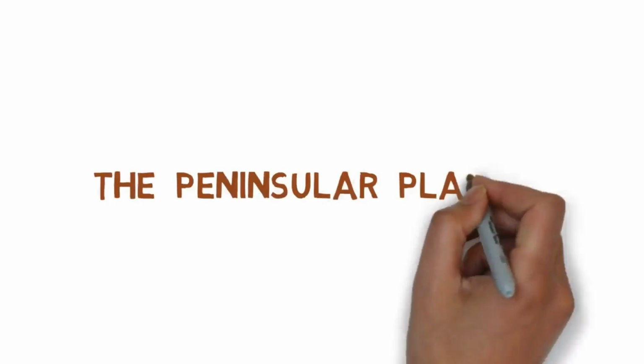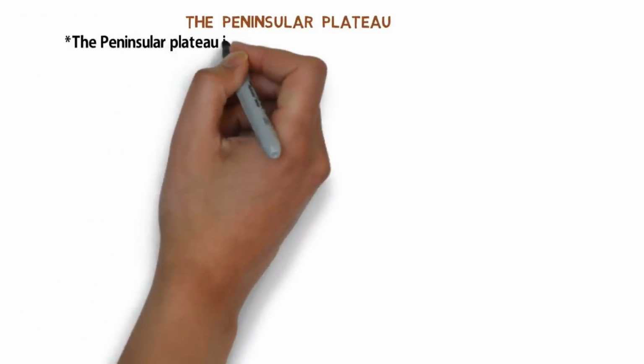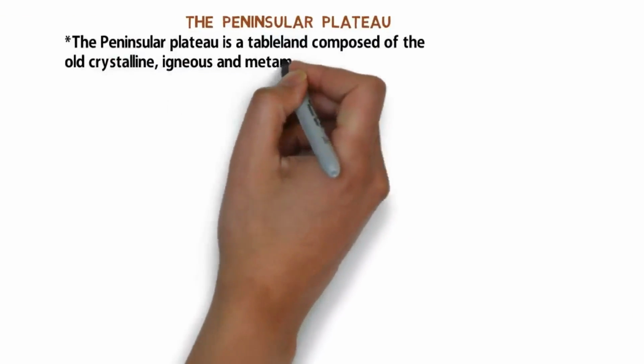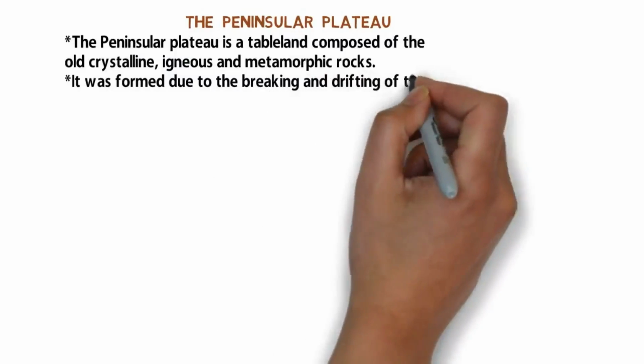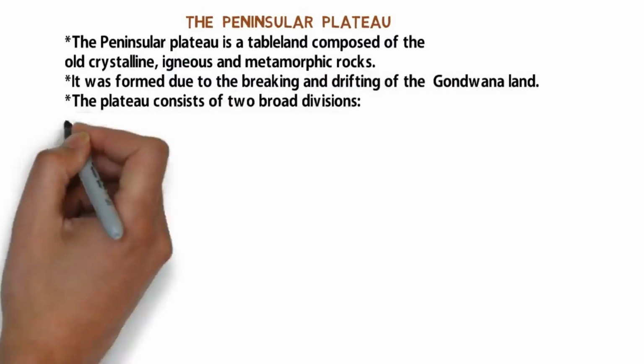The Peninsular Plateau is a tableland composed of the old crystalline, igneous and metamorphic rocks. It was formed due to the breaking and drifting of the Gondwana land. The plateau consists of 2 broad divisions.